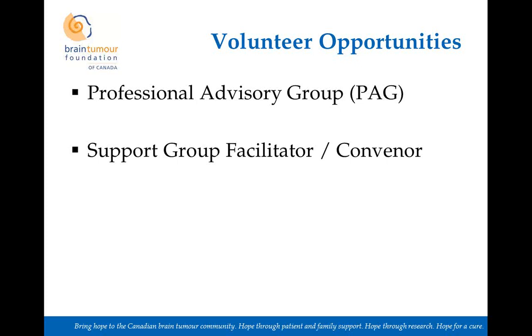We also have our support facilitators and conveners for our support groups. And I know that there's some people currently online from Winnipeg. We do have a current need to find a volunteer to facilitate our Winnipeg support group. And I know that there's also some healthcare professionals online from Ontario here. And so we are looking for a co-facilitator for the London support group and a convener for both the Guelph and Sarnia support groups.